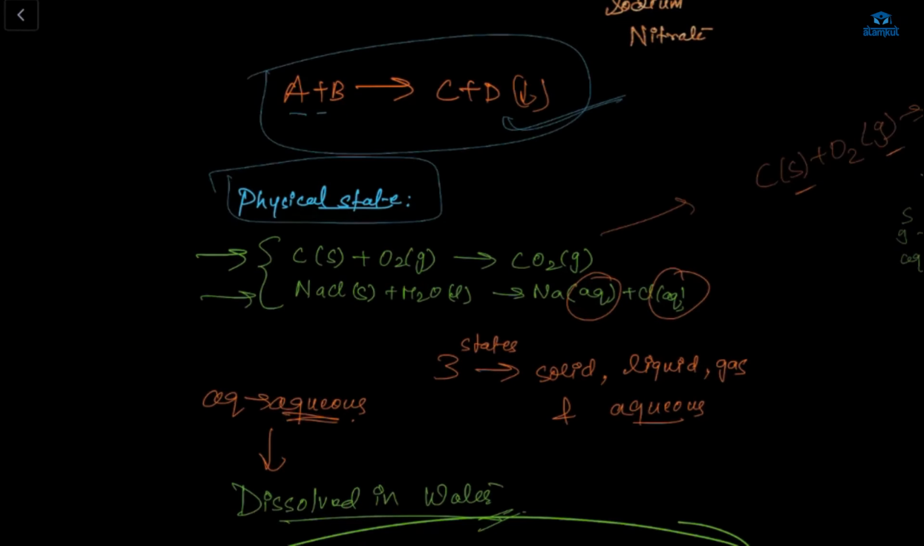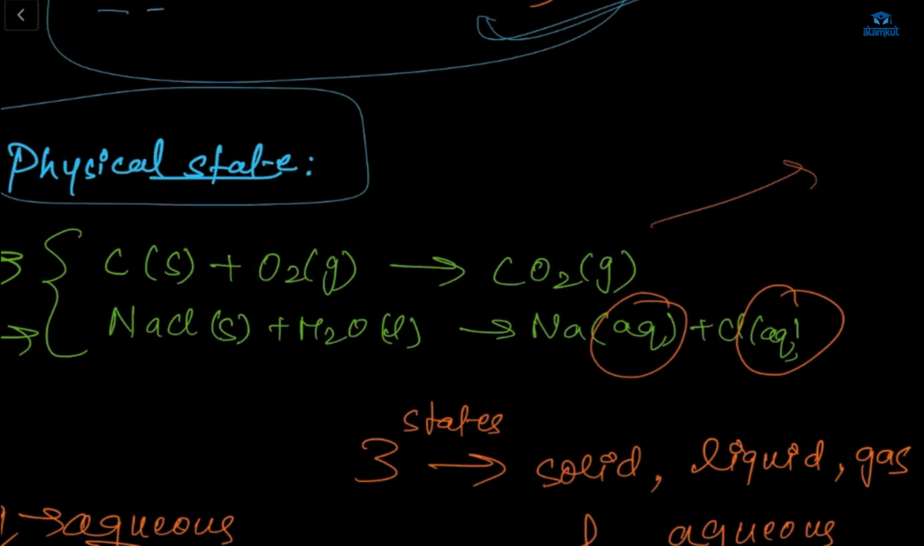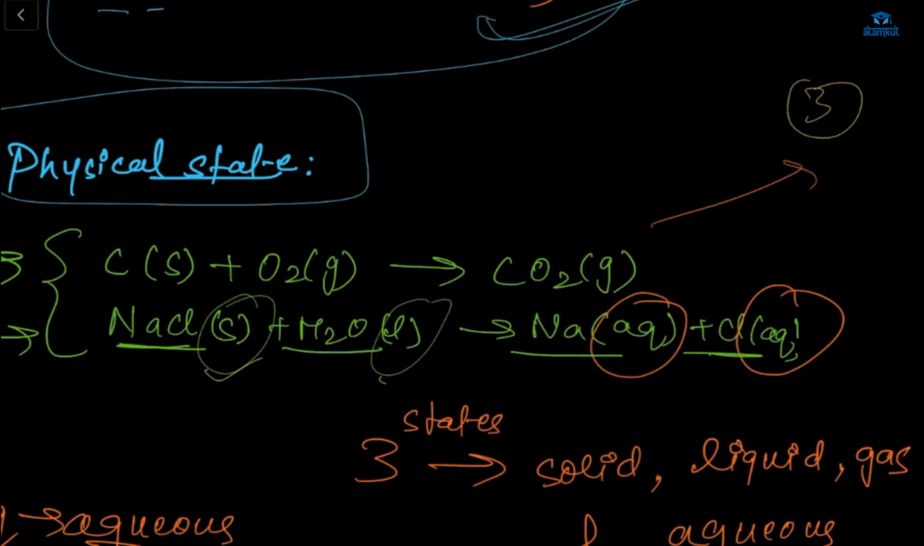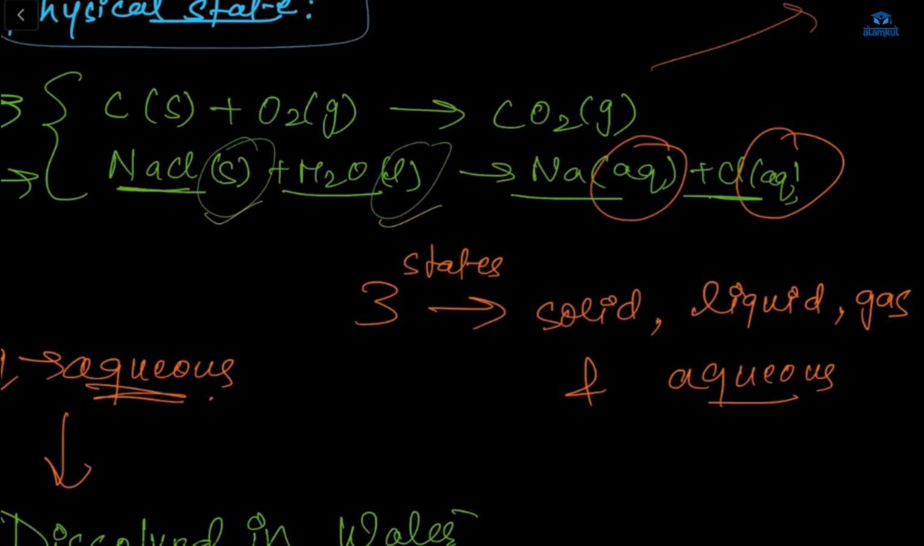Okay. And now Navya will tell. See, if this is my equation, NaCl plus H2O giving Na plus Cl, then how many states are here? See, here one is S, L, then AQ and AQ. So how many, Navya? Three. It's easy, right? Yes, it's 3. The solid one, the liquid one, and the aqueous. AQ is for aqueous. Got it?